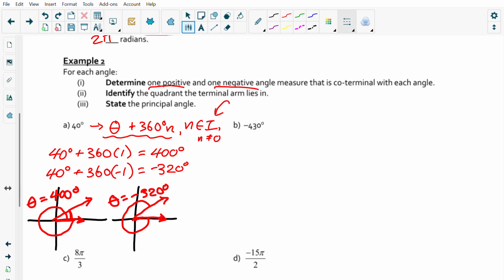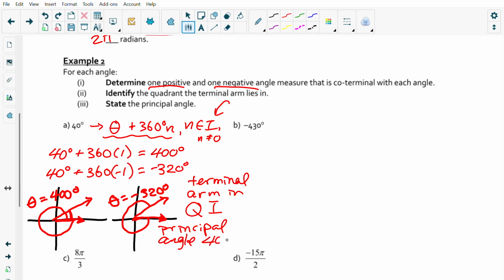Let's answer the rest of the question, folks. This is identify the quadrant the terminal arm lies in. So terminal arm in quadrant 1. State the principal angle. Well, the principal angle is the smallest positive angle that is coterminal. So the principal angle is the smallest positive rotation angle with the same terminal arm. So principal angle is 40 degrees.